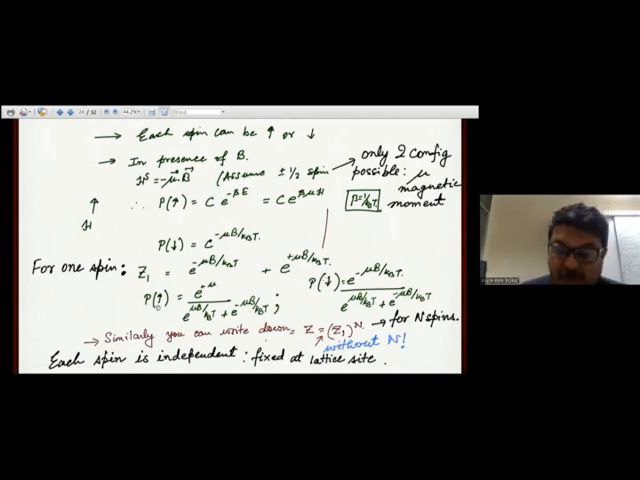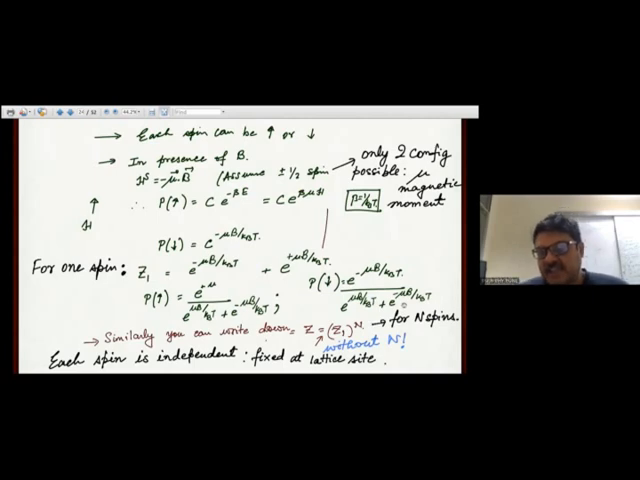So the probability that a particular microstate of one spin will point in the same direction as the B field will be e to the power mu B by kBT, divided by Z. Here the B is missing because in class I had written H. And this is the partition function. And the probability that an individual spin will point down is e to the power minus mu B by kBT, divided by the partition function.